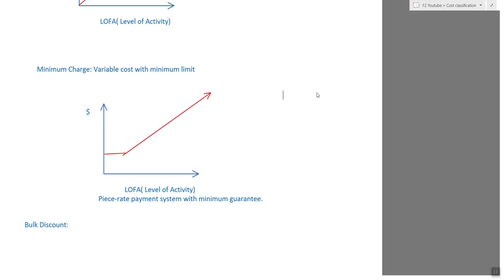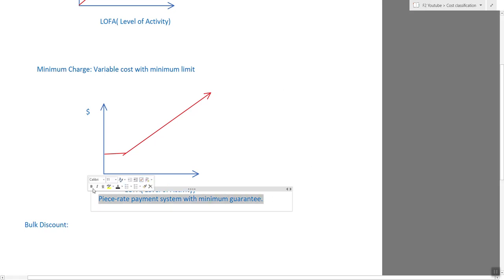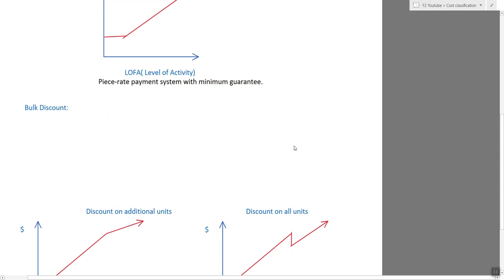That would become semi-variable cost. In the minimum charge, if your payment is less than 100, you receive 100. If it is more than 100, you can receive as much more as possible. So piece rate with minimum guarantee, you will study this in the accounting for labor chapter as well. So it's a good example of this.